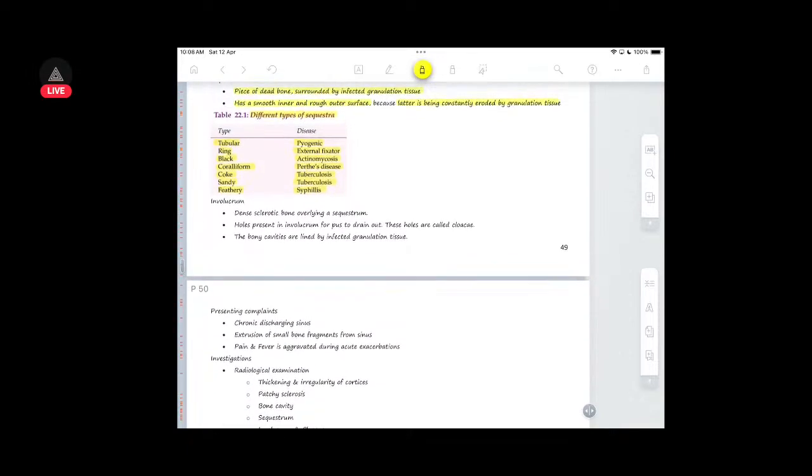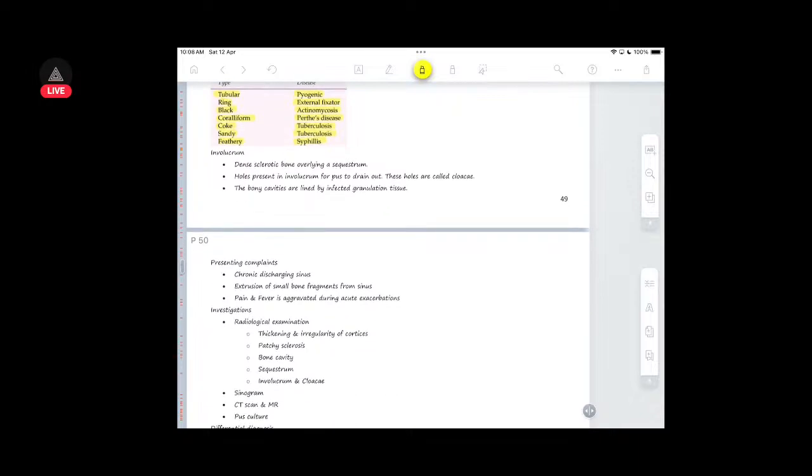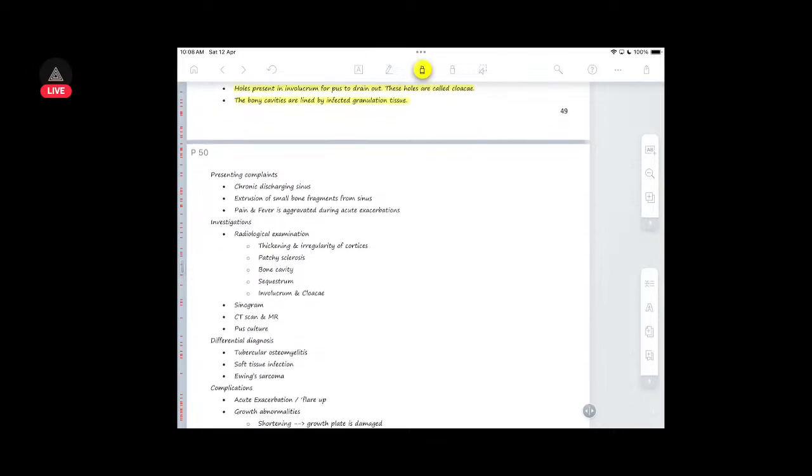Syphilis, it sounds like some feather type name. So coke and sandy, you can remember it as tuberculosis. Coralliform is Perthes. Formation of coral-like things, Perthes. Something like that you can remember. Involucrum is the dense sclerotic bone overlying a sequestrum. Holes will be present for the pus to drain out. These holes are called cloacae, and the bony cavities are lined by infected granulation tissue.